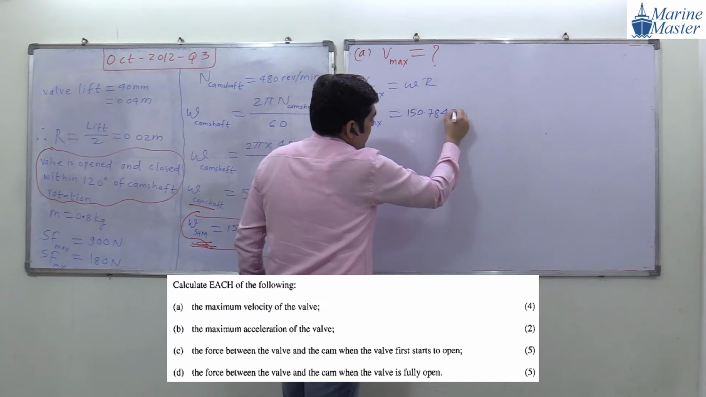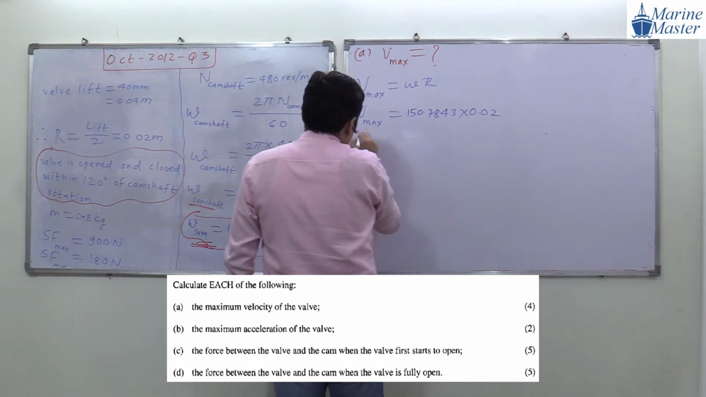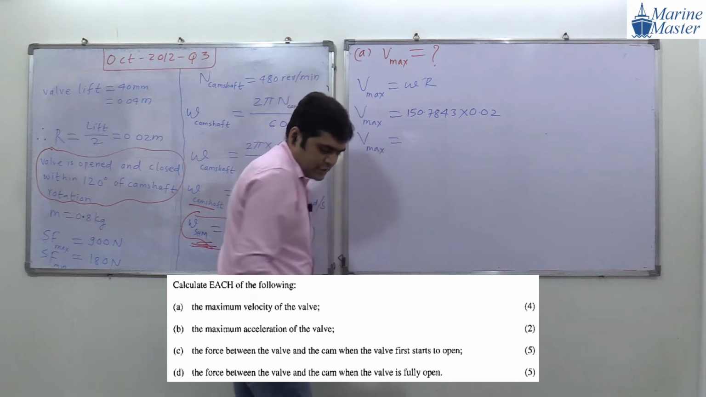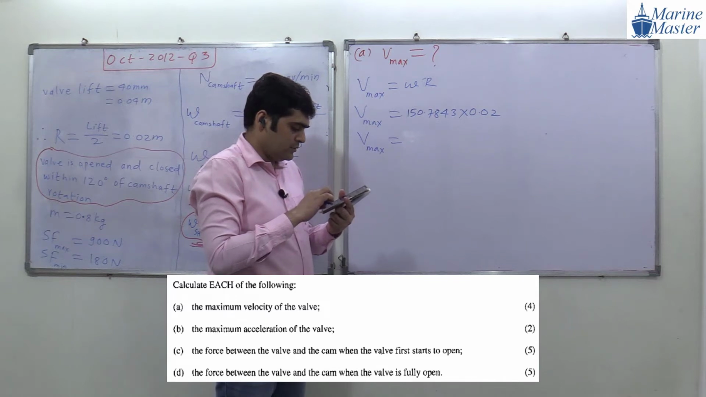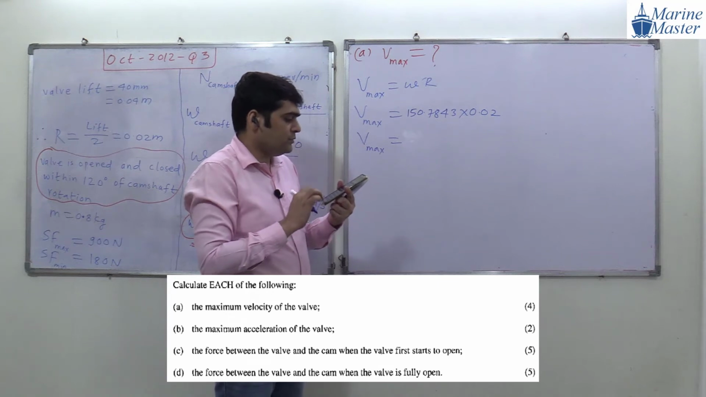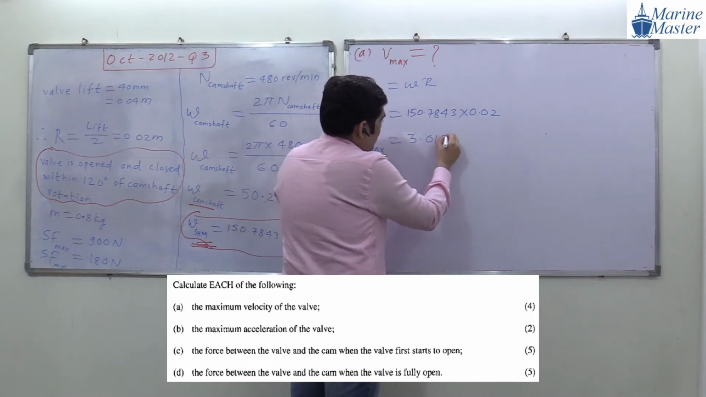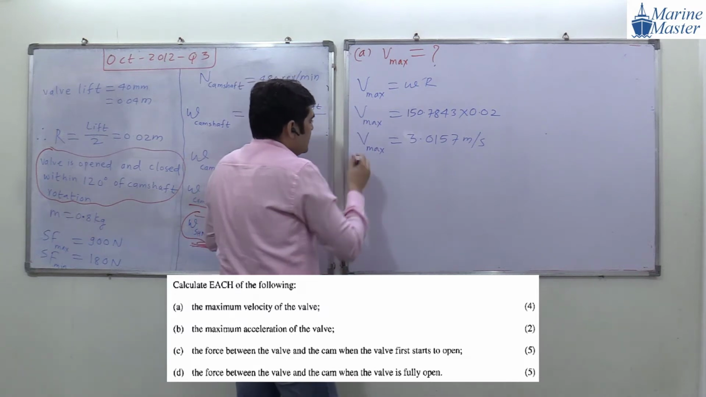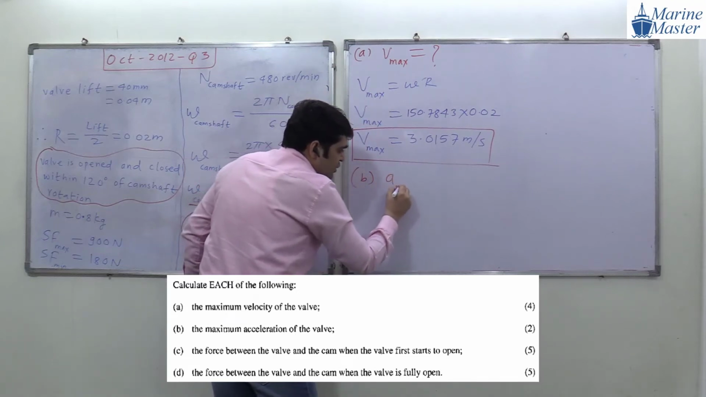150.7843 into R. R is how much? 0.02. So what will be the value of Vmax, guys? Everyone, what will be the value of Vmax? Maximum velocity. So 150.7843 multiplied by 0.02. How much value we are getting? 3.057 meter per second. Okay, so in this way we got what? Maximum velocity. Now in B part what they are asking us, guys? In B part they are asking us maximum acceleration.